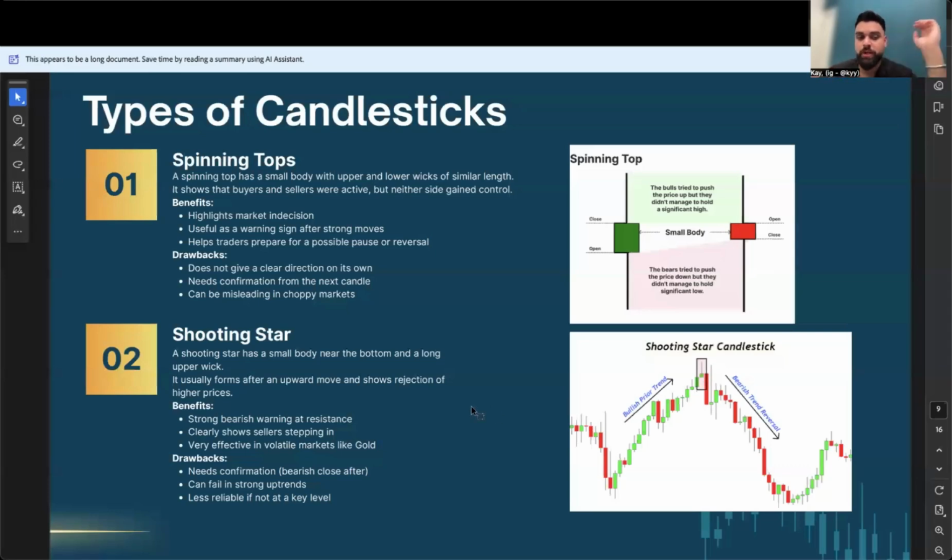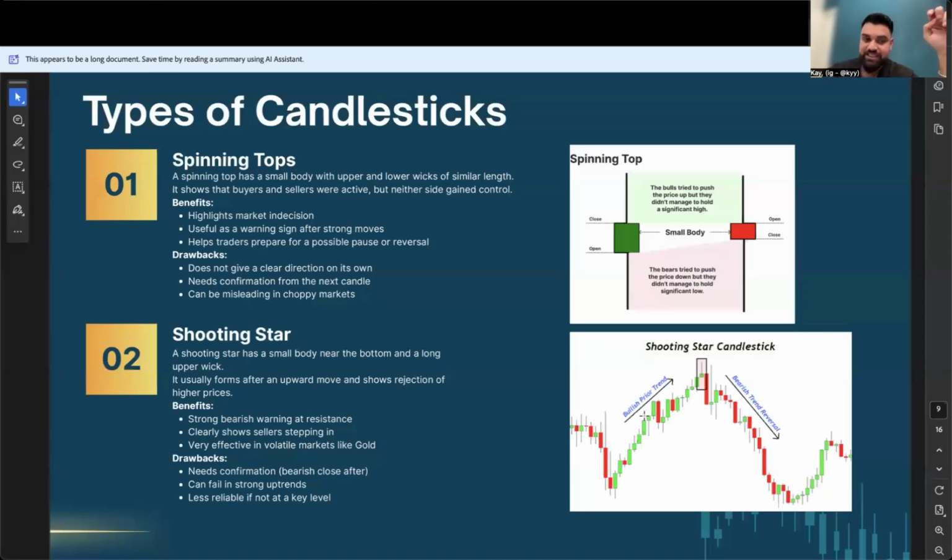Benefits: it's a strong bearish warning at resistance. It basically shows that the buyers are stepping out and the sellers are stepping in, and the volume is now changing its course. That's what the shooting star really helps a trader understand. It clearly shows sellers stepping in and is very effective in volatile markets like gold. This sort of candle is very common. You'll see this over and over again.